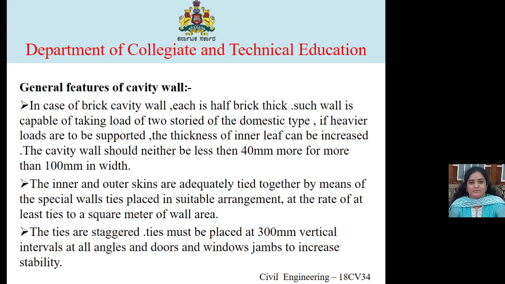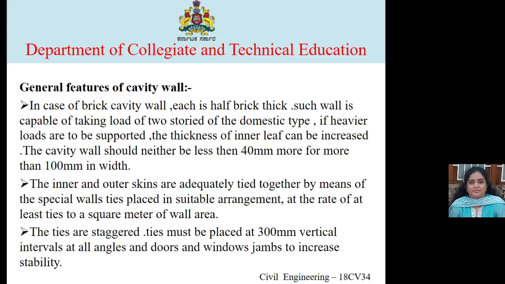The cavity wall should neither be less than 40 mm nor more than 100 mm in width. Should not be less than 40 mm and should not be more than 100 mm width. Okay. So the inner and outer skins are adequately tied together by means of special wall ties placed in a suitable arrangement at the rate of at least a certain number of ties per square meter of wall area. The ties should be provided.